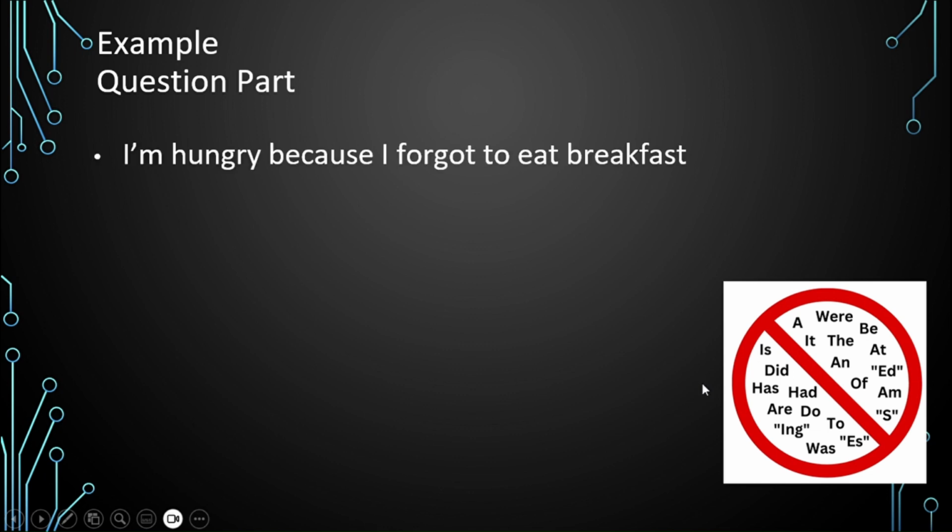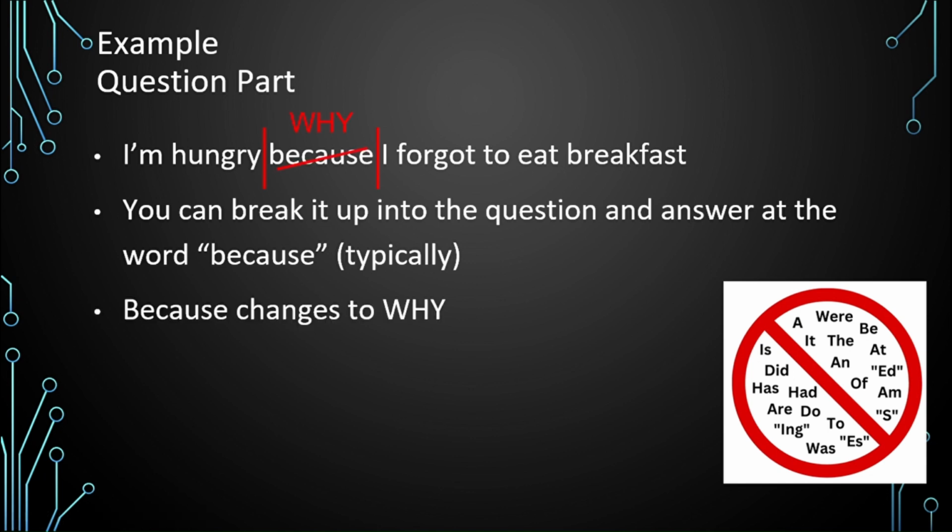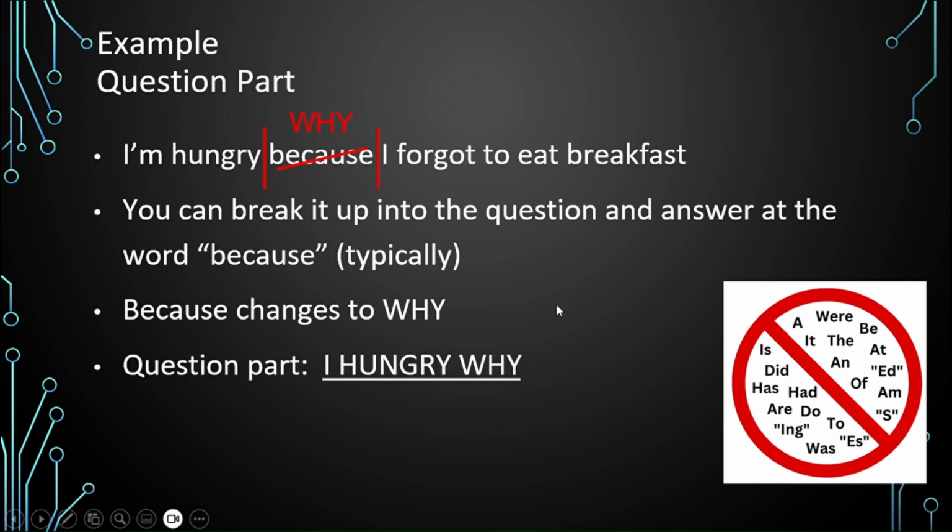So here is an example that we did in class of the question part. Here's our sentence: I'm hungry because I forgot to eat breakfast. We can split that into two parts at the word because, typically, and the word because changes to why. So now we have our question part and then our answer part. The question part is just I hungry why. We get rid of the apostrophe M because we don't use that in ASL.